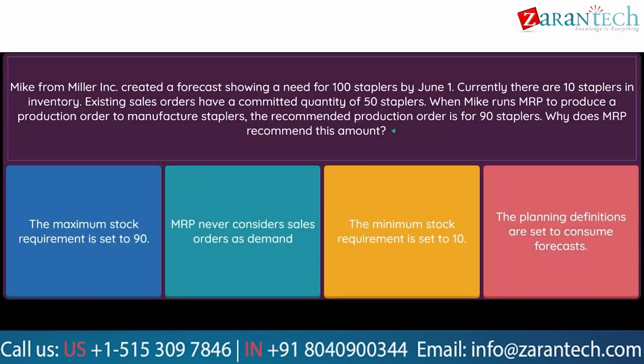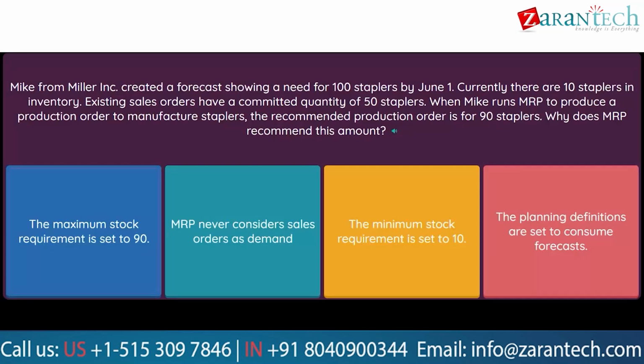Question, Mike from Miller Incorporated created a forecast showing a need for 100 staplers by June 1st. Currently there are 10 staplers in inventory. Existing sales orders have a committed quantity of 50 staplers. When Mike runs MRP to produce a production order to manufacture staplers, the recommended production order is for 90 staplers. Why does MRP recommend this amount?